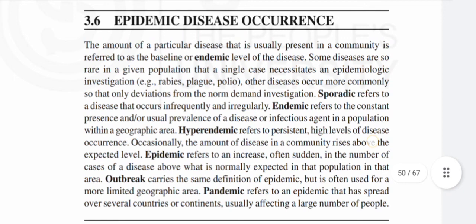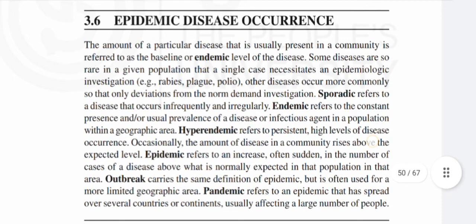Sporadic refers to a disease that occurs infrequently and irregularly. Endemic refers to the constant presence and or usual prevalence of a disease or infectious agent in a population within a geographic area. Hyperendemic refers to persistent high levels of disease occurrence.